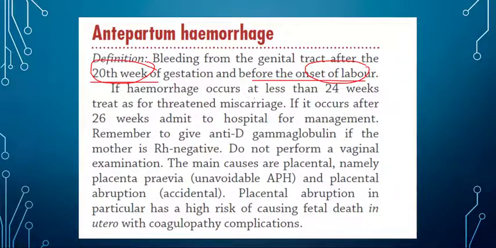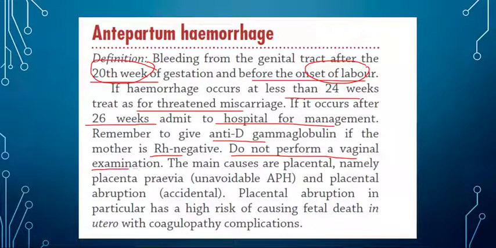Okay. If hemorrhage occurs at less than 24 weeks, then we treat it as a threatened miscarriage. If it occurs after 26 weeks, then we admit the patient for management. Remember to give anti-D if the mother is Rh negative. Okay. Do not perform a vaginal examination if a patient has bleeding from the per vaginal area. So what are the major causes of antepartum hemorrhage?